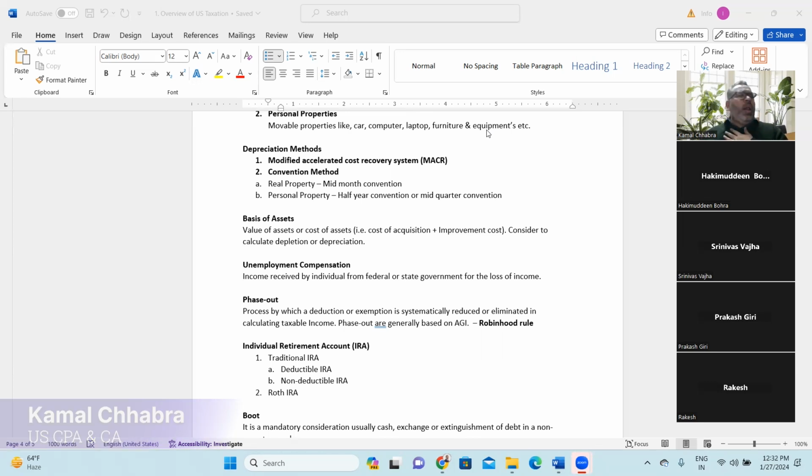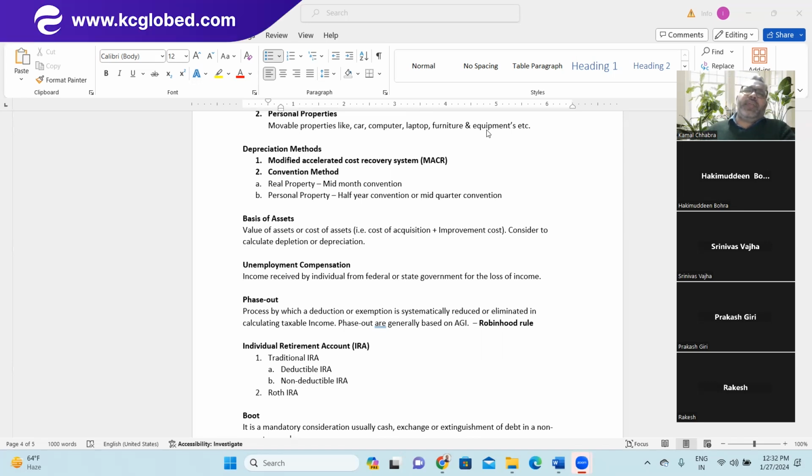What is this convention and how is it being used? When I say for real property mid-month convention, it means that during the year, whenever you have purchased the property, in the month of purchase you'll be taking only 15 days depreciation or half month depreciation. Same way, when you are selling the property, irrespective of the date, you always take half month depreciation in the month of sale.